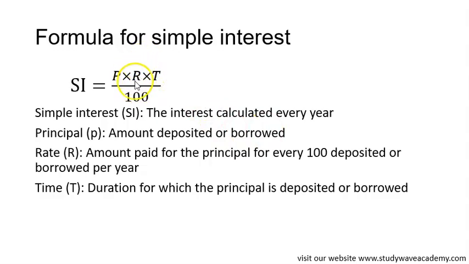Then we have the rate. The rate is the amount paid for the principal for every 100 deposited or borrowed per year. And we have the T, which is time, the duration for which the principal is deposited or borrowed. So we're going to be using this formula to solve simple interest. Okay? Are we ready? This formula is going to help us understand better how to solve simple interest.